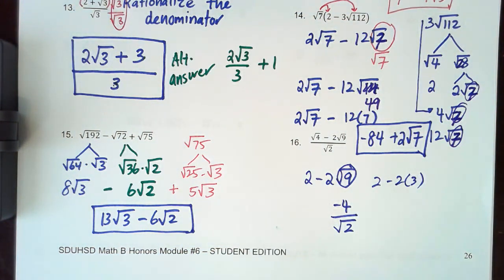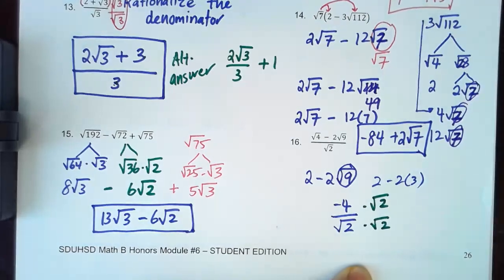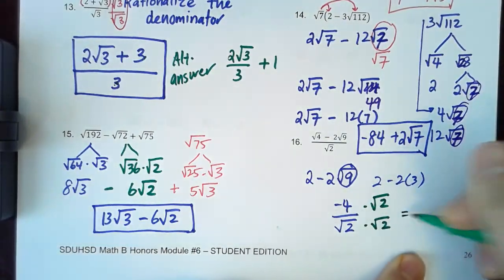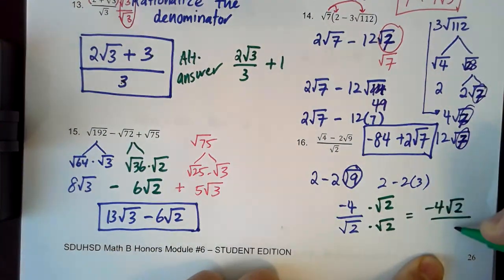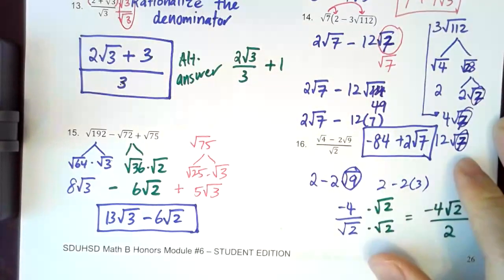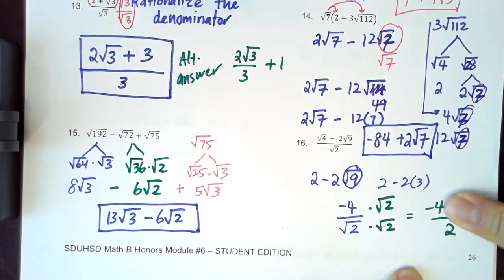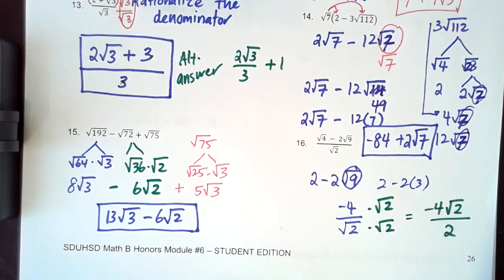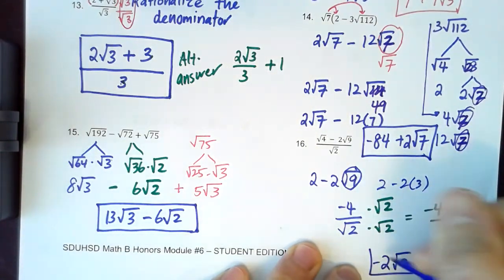Okay. Now you just have to rationalize the denominator, and you just multiply by square root of 2 on both the top and the bottom. And this ends up being negative 4 root 2 over 2. But I also hope you're starting to see that these two numbers must also be simplified, right? It's just like the fraction 4 divided by 2, and you end up with final answer of negative 2 root 2.